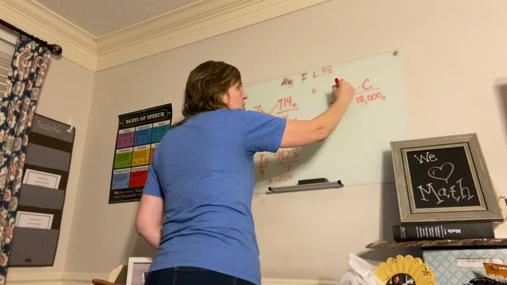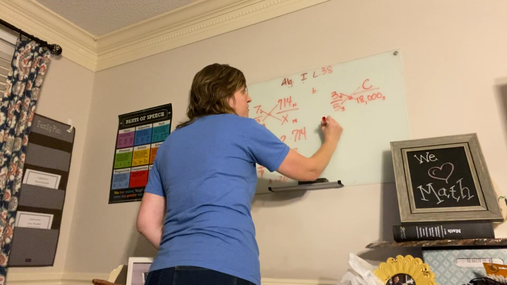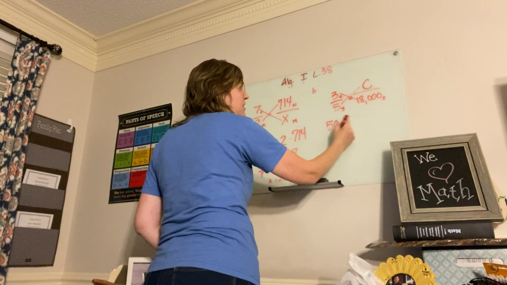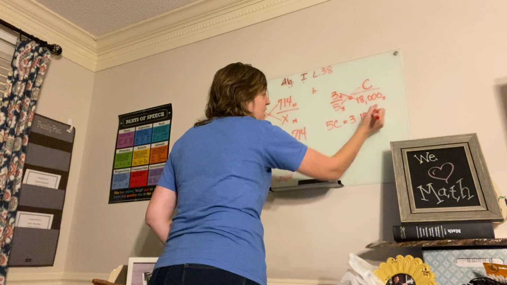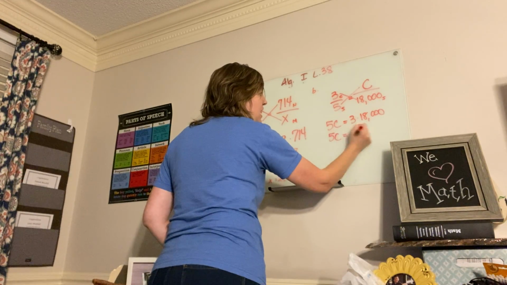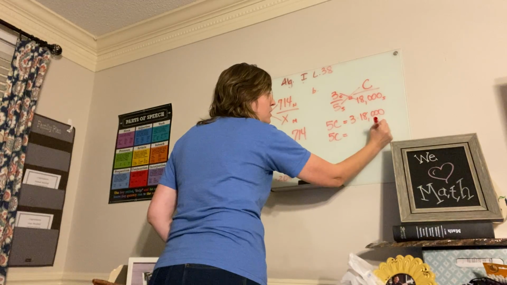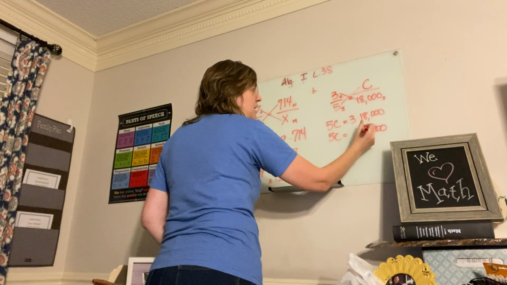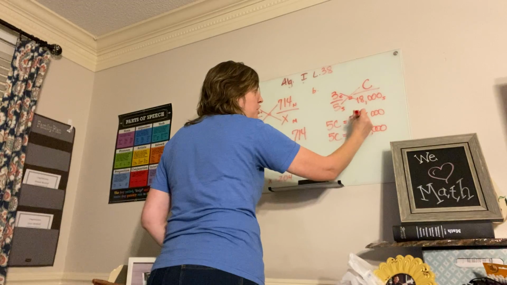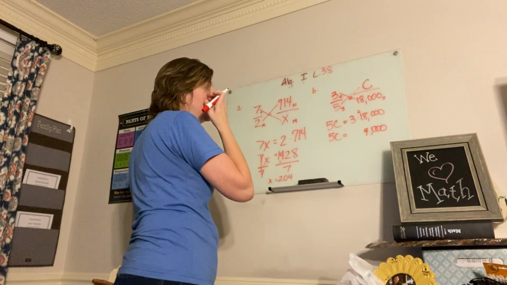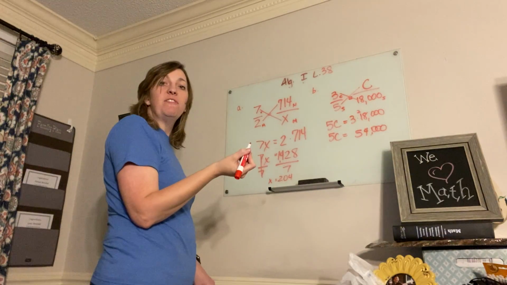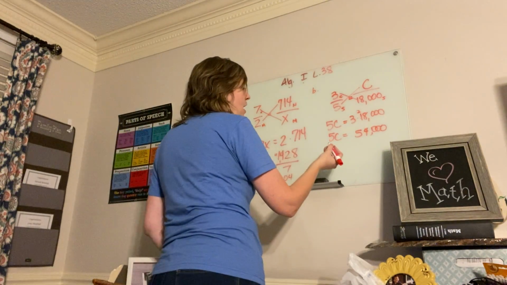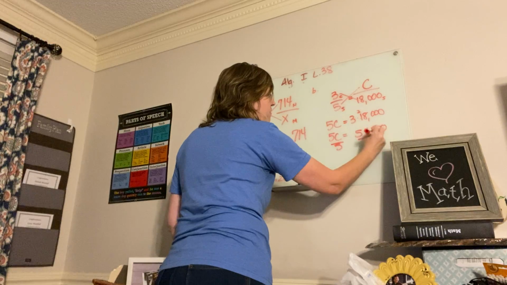So I'm just going to do the cross products. 5 times C is 5C equals 3 times 18,000. That's a big one, isn't it? So 5C equals, I've got 3 zeros. Then I've got 3 times 8 is 24, carry my 2. 3 times 1 is 3, plus 2 more is 5. So 5C equals 54,000. Now I'm going to have to divide by 5.